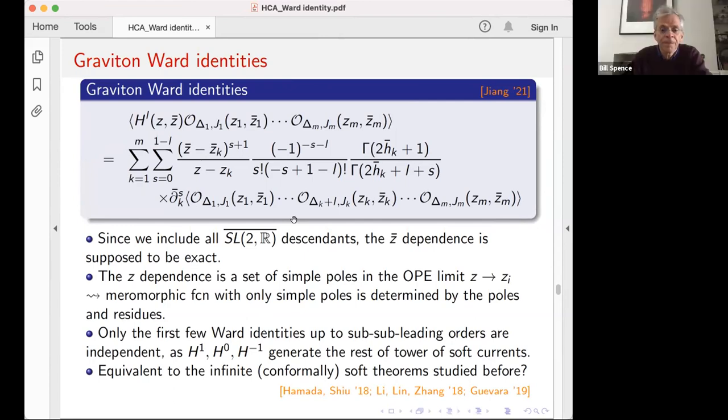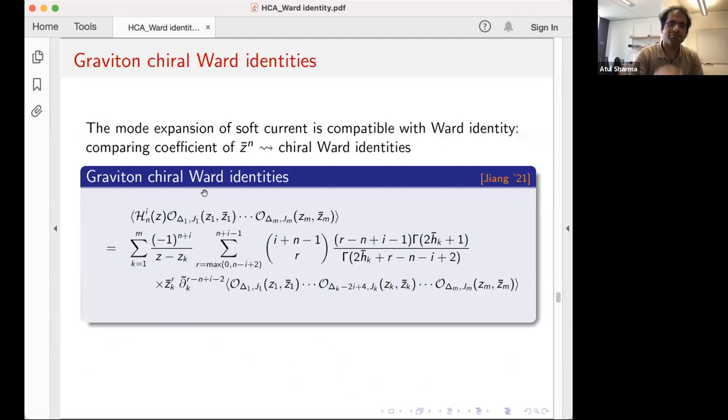Did you also try to light transform or shadow transform some of these hard operators and then see what the soft factor corresponding to the light-transformed or shadow-transformed operator looks like? No, I didn't, but I did a shadow transform for this soft current in my next slide. Sure, thanks.